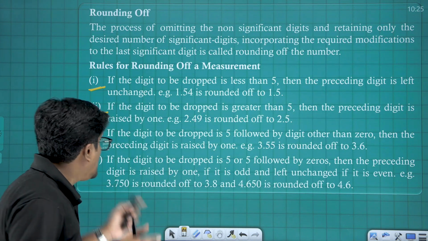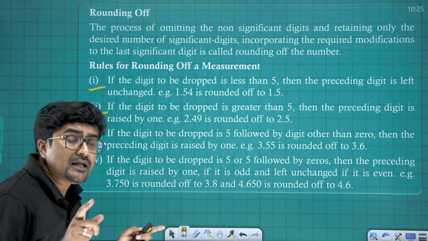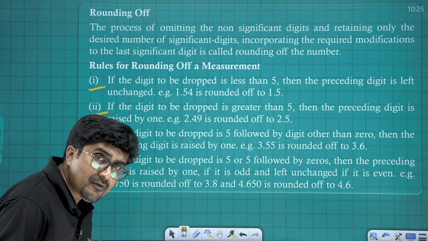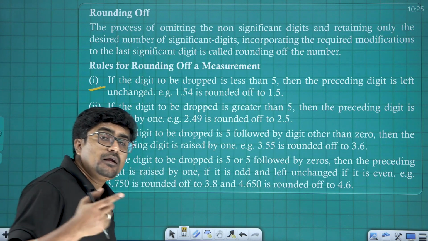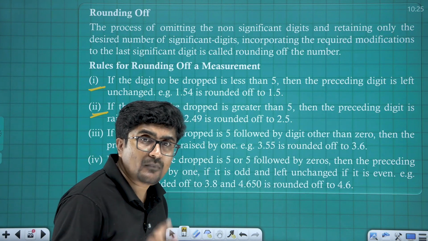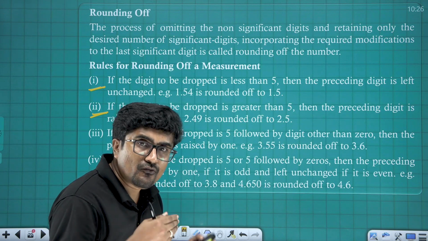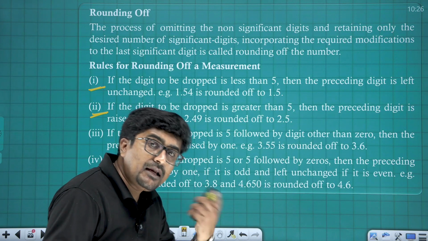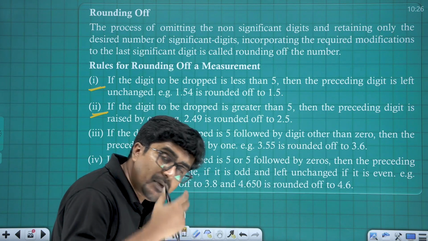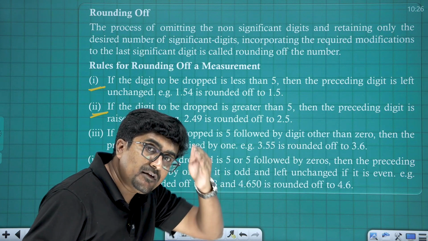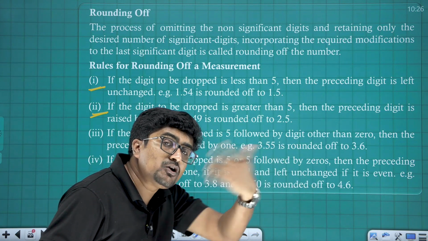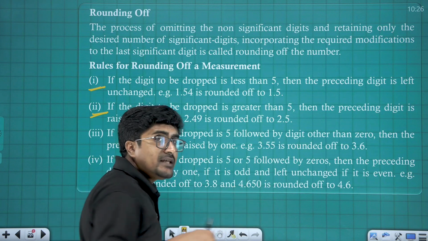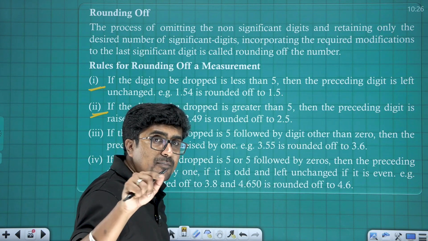And the next is, if the number that needs to be dropped is 5, and the 5 is followed by a non-zero value, then the digit towards the left needs to be increased by 1.